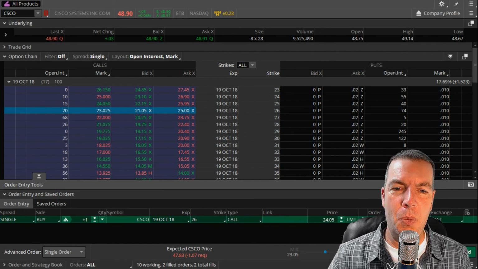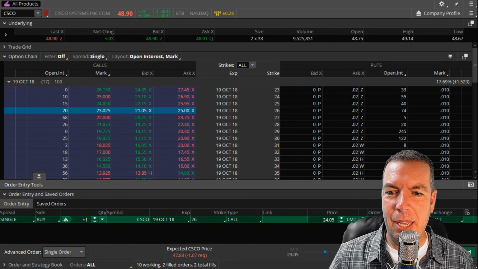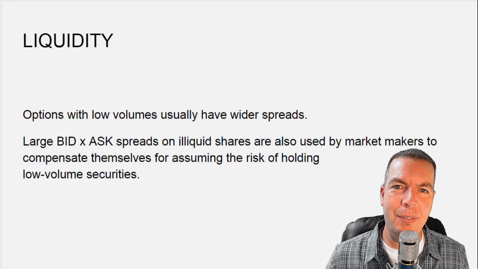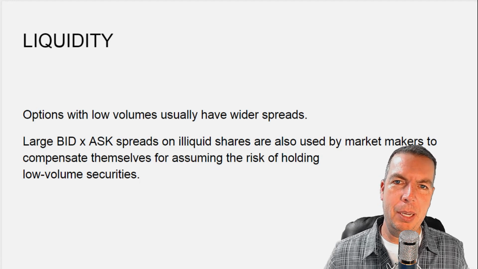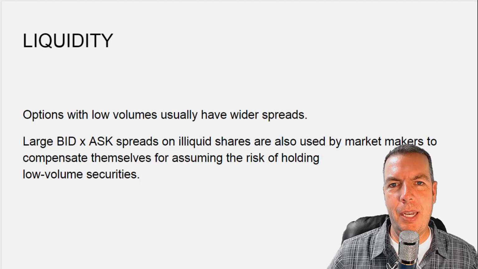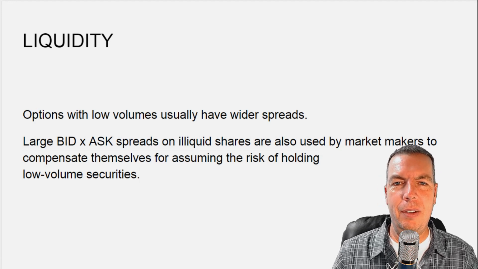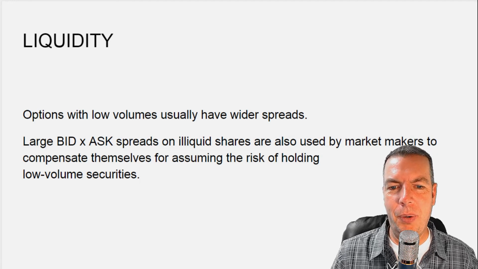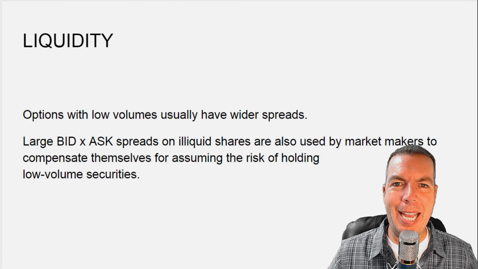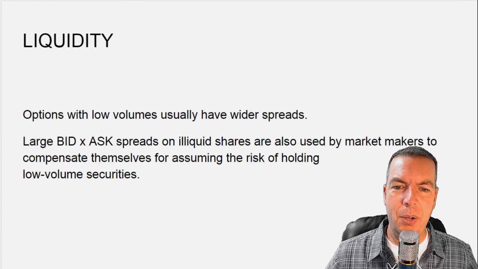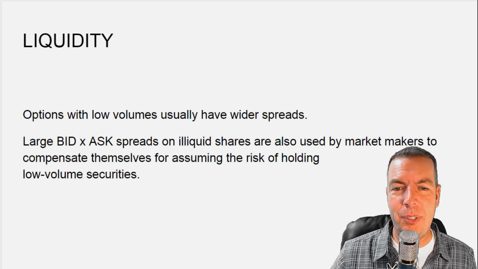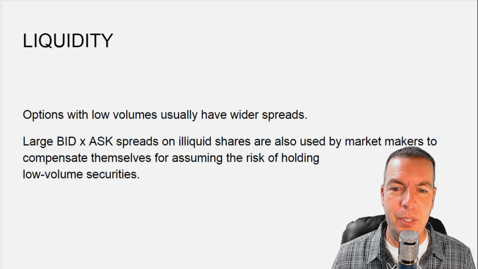Well, we already talked about one, which is liquidity. And when we have liquidity, we have a lot of buyers and sellers in the market. So we have a lot of people that are willing to buy, we have a lot of people that are willing to sell, and it makes up a nice difference there of a lot of stock, a lot of options changing hands, so we don't have that big gap. But options with low volumes usually have wider spreads. We know that, and we can see that just by looking at that Cisco there.